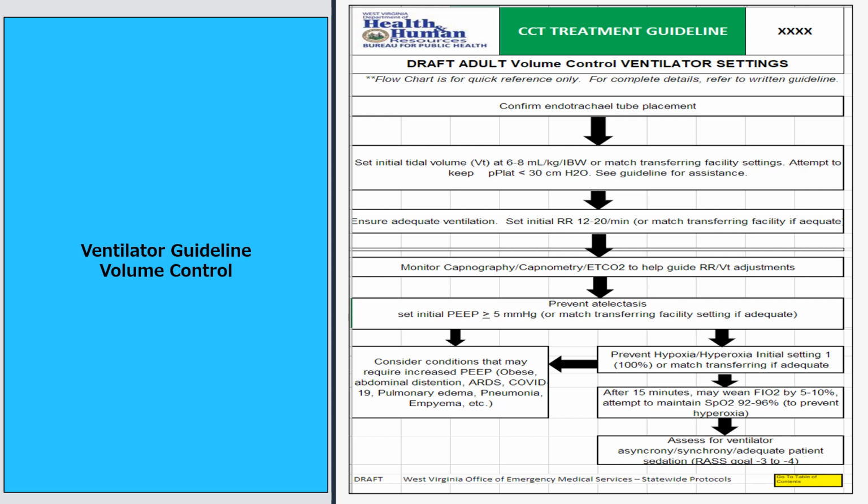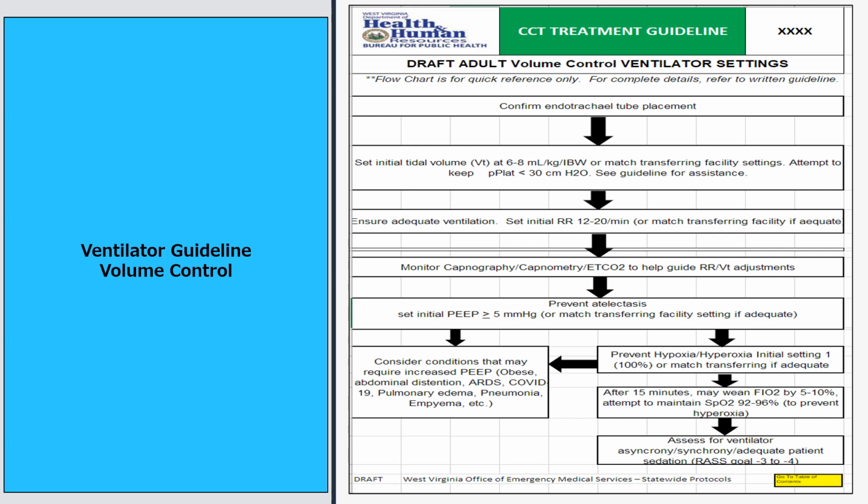Prevent atelectasis. Set your initial PEEP at greater than or equal to 5, or match the transferring facility setting if they're adequate. On the left-hand side of the flowchart, consider conditions that may require increased PEEP: obesity, abdominal distension, ARDS, COVID-19, pulmonary edema, pneumonia, and emphysema.